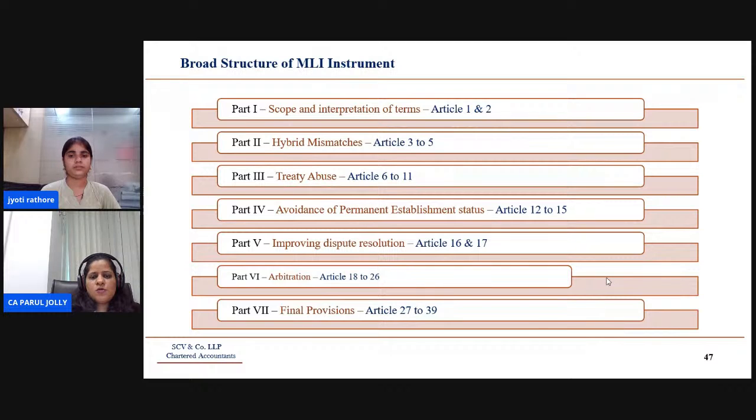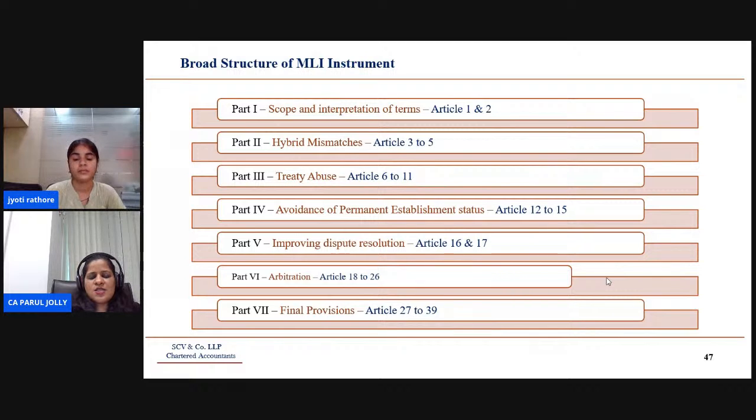So the provisions of MLI have tried to introduce provisions to basically deny the benefit of treaty, or to maybe tax that permanent establishment if they just avoid their permanent establishment exposure through maybe fragmentation of the contracts or any other artificial method to avoid the permanent establishment.